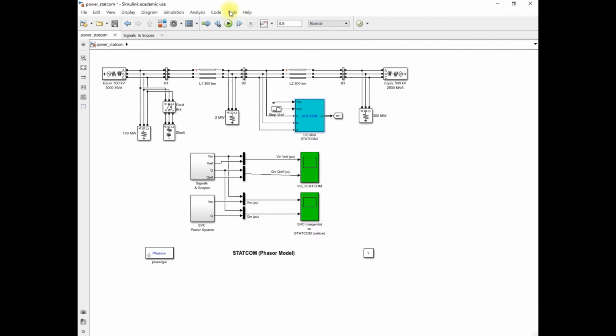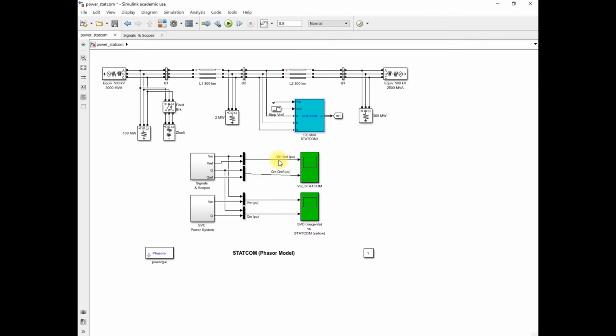So first we run this simulation and see the measured value of the bus voltage at the B2 bus, and the V reference which is provided externally, and based on the V reference how this STATCOM provides the regulation at bus B2. So let's run this simulation and open this VQ STATCOM scope.